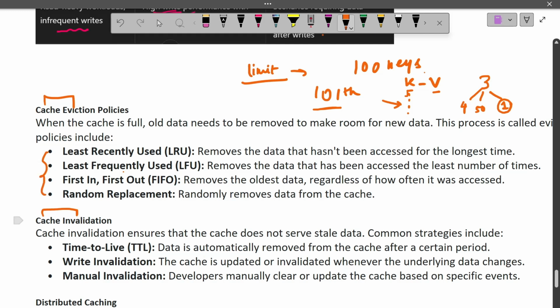and in that way I will add the 101st entry. And the last one is random replacement. So randomly it is going to remove the data from the cache. So this is about the eviction, when you want to make room for some new key to be stored in the cache, because cache has limited size.